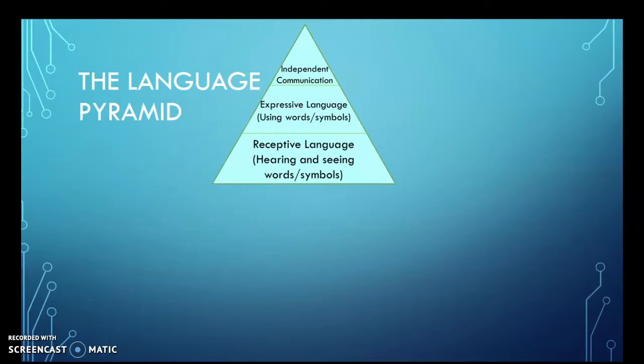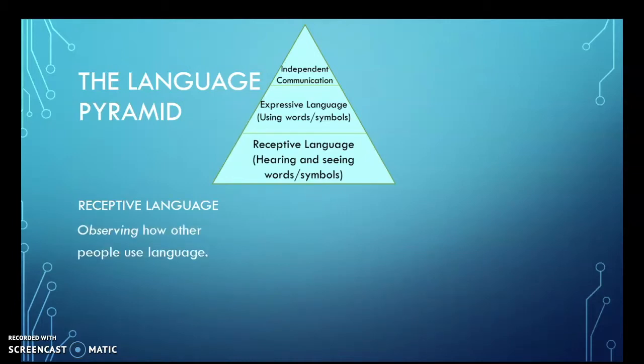So let's quickly review the language development pyramid concept from our first AAC training video. This pyramid illustrates how language naturally develops, whether that language is English, French, Chinese, or AAC. The bottom of the pyramid is receptive language. Receptive language is observing how other people use language. In this stage of language development, we're just hearing and seeing the people around us, and we may not say anything at all. We're just soaking it all in while people around us model how to use the language in lots of different situations and environments.